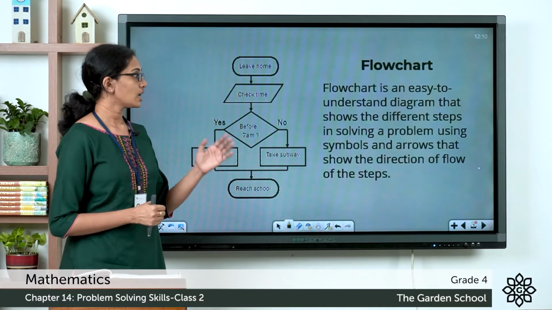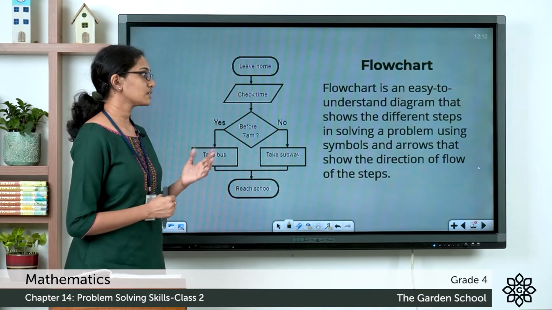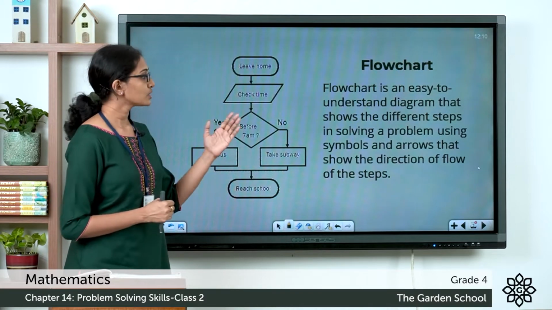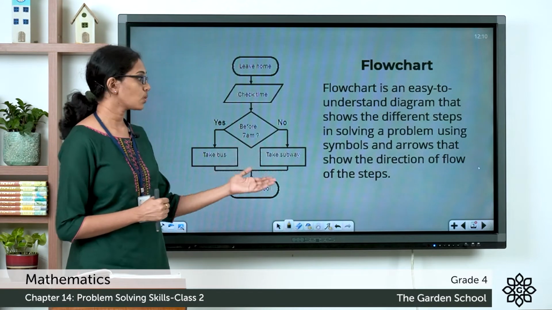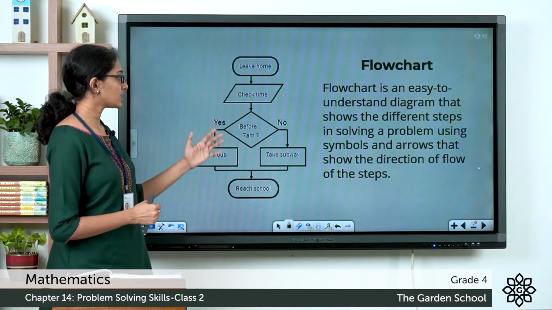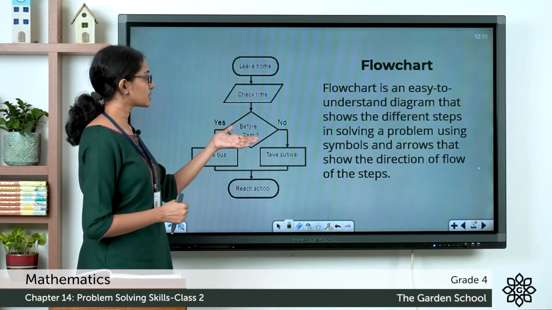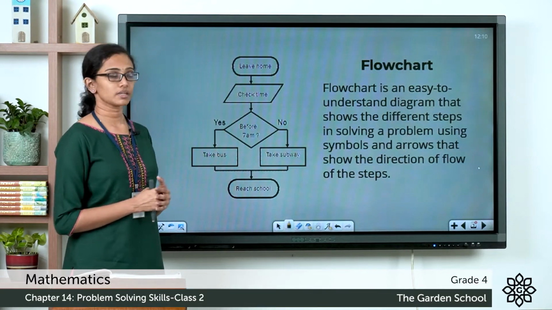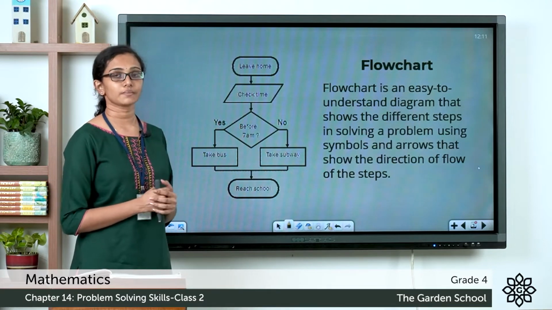Let's see that again. A flow chart is an easy to understand diagram that shows the different steps in solving a problem using symbols and arrows that show the direction of flow of the steps. And what you see here is a typical example of a flow chart. And do you see some symbols here? You can see different symbols here and also arrows which shows the direction of flow of different steps.